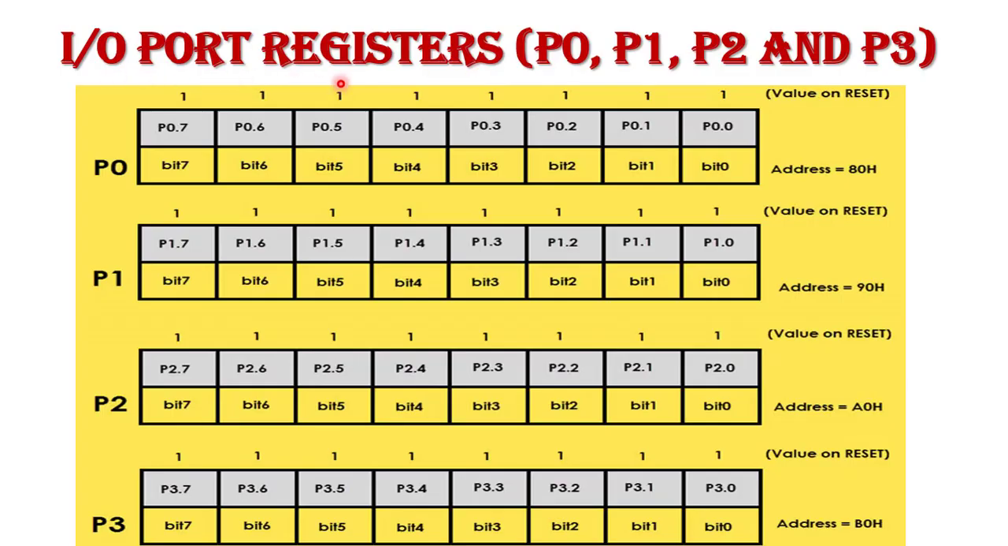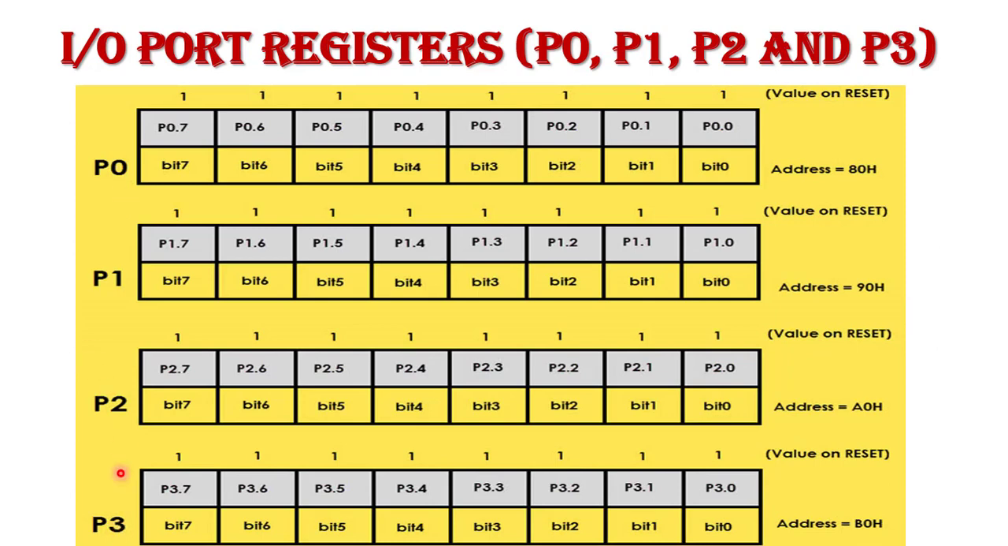Next is the input output port register. As we know, the 8051 microcontroller basically consists of four 8-bit bidirectional input output ports. These ports are port 0, port 1, port 2 and port 3. All are 8-bit ports and every port is a bidirectional input output port. Bidirectional means they work as an input port as well as an output port. Each port has a corresponding register with the same name, called the port 0 register, port 1 register, port 2 register and port 3 register, to store data temporarily.